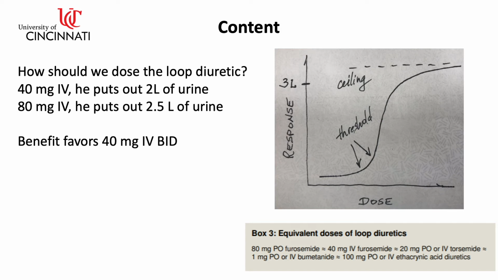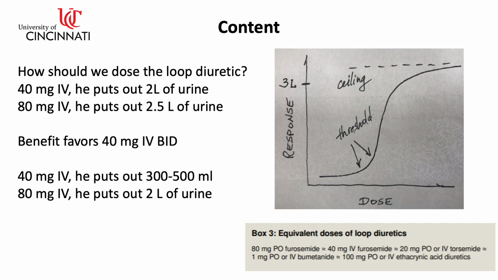Does that make sense? If we were to give him 40 milligrams IV and he only puts out 300 to 500 mLs, but 80 milligrams IV, he puts out 2 liters of urine, now we've found the threshold, right? 40 milligrams obviously had not reached his threshold, but 80 did. Therefore, there'd be no benefit to give him 40 milligrams IV BID. We would have to give him at least 80 milligrams IV and potentially even think about 80 milligrams IV BID if we're hoping to take more fluid off.